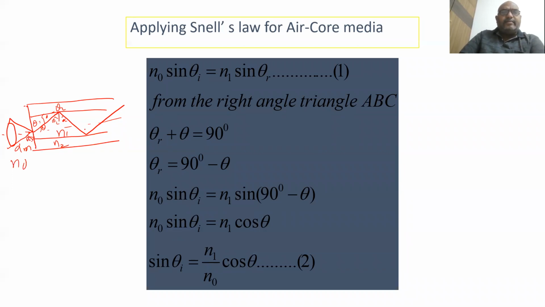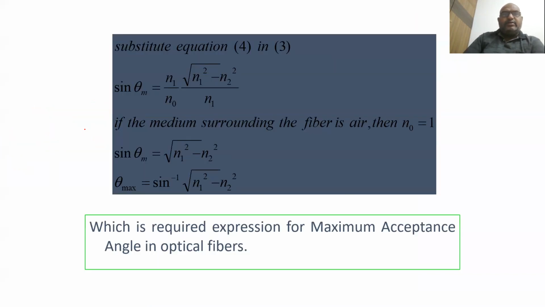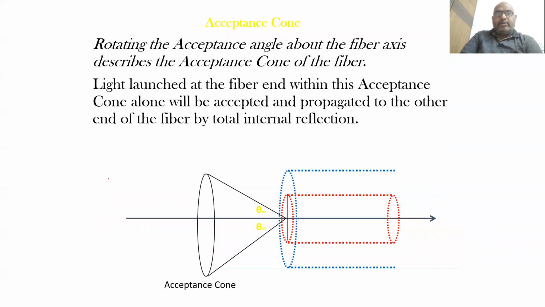N0 sin theta i is equal to N1 sin theta R. Theta R plus theta is equal to 90, then theta R is equal to 90 minus theta. That is N0 sin theta is equal to N1 sin of 90 minus theta. That is sin i is equal to N1 cos theta by N0. N0 is the air medium. So substitute the values and finally get the value. Theta maximum, the acceptance angle, is equal to sine inverse of the square root of N1 square minus N2 square, which is required as the expression for the maximum acceptance angle in optical fiber. That is called numerical aperture.